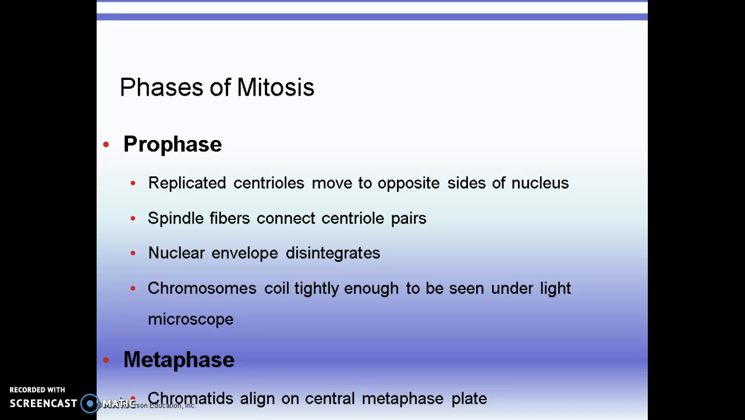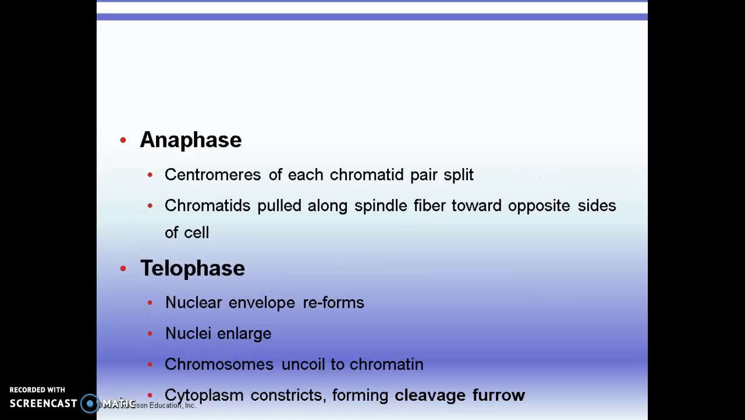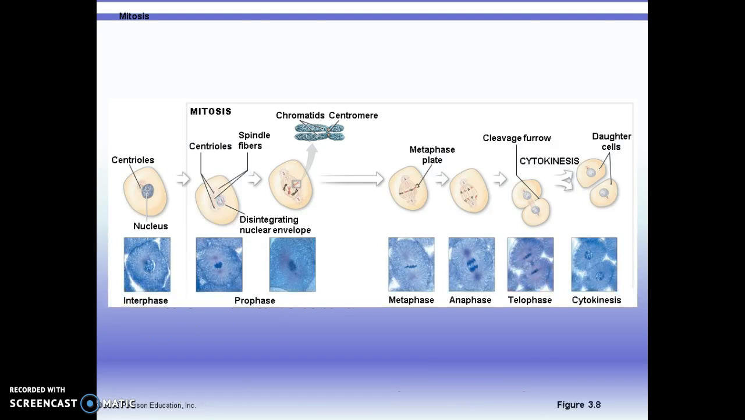The second phase, metaphase, think of middle. The chromosomes are in the middle of the cell. Anaphase, A for apart. The chromosomes pull apart from each other to go to opposite sides of the cell. And telophase is basically the opposite of prophase. The nuclear envelope reforms, the chromosomes uncoil to become chromatin, the spindle apparatus is going to disappear, and the cytoplasm constricts, forming the cleavage furrow.